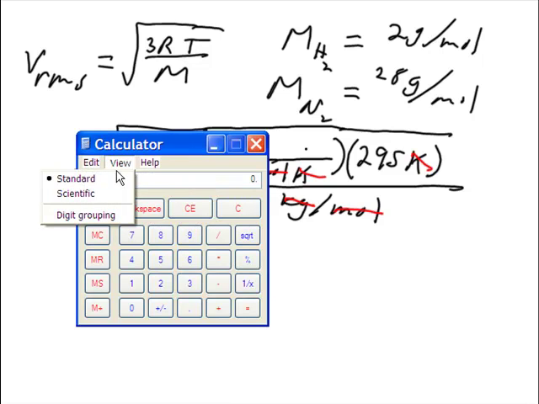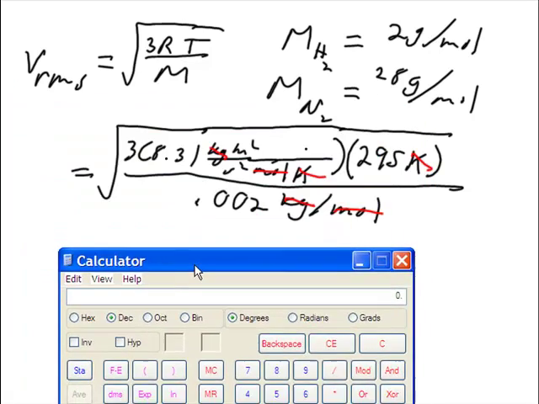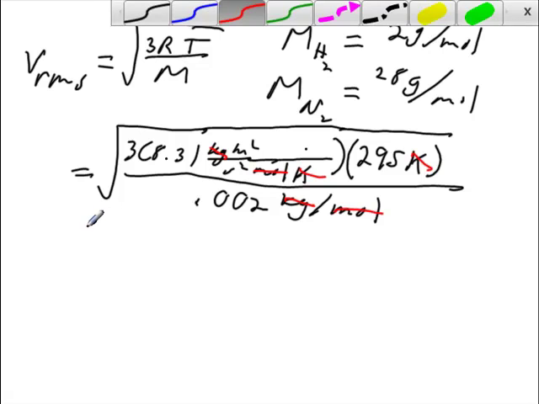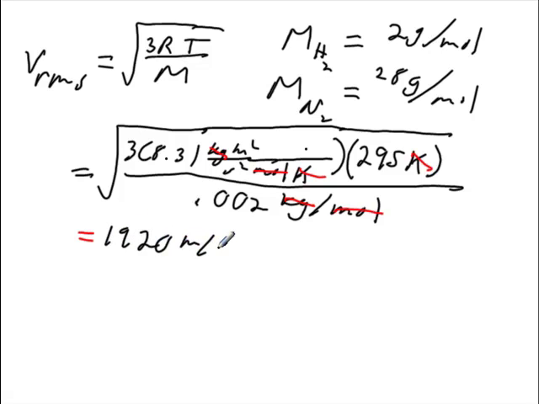Bringing up a calculator, I have 3 times 8.31 times 295 divided by 0.002. Take a square root. Hydrogen moves at 1,918 meters per second. I'm just going to write that as 1920. Notice that's greater than escape speed from the Earth.